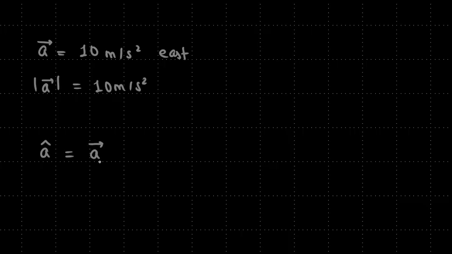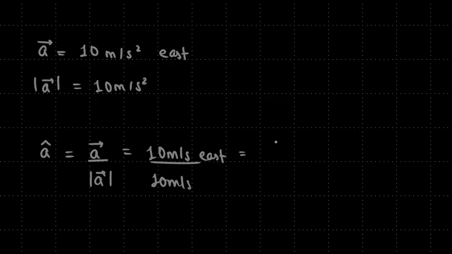From the definition, it must be the vector divided by the magnitude of vector A. So we have 10 meter per second squared east divided by 10 meter per second squared. That will give me 1 east. Okay, so we got 1 east. So look at this right over here. Do you think there is something missing? Yes, it's that there are no units.